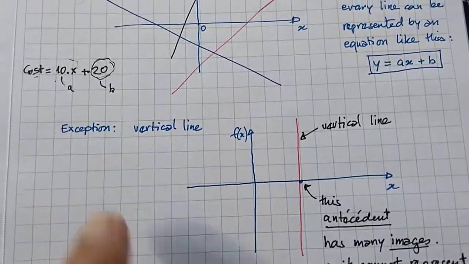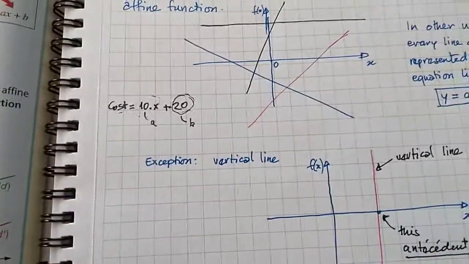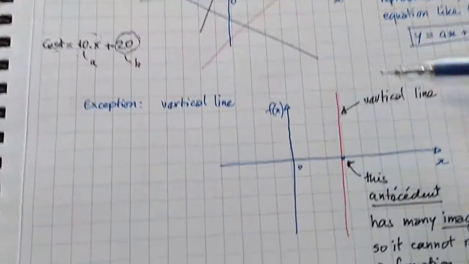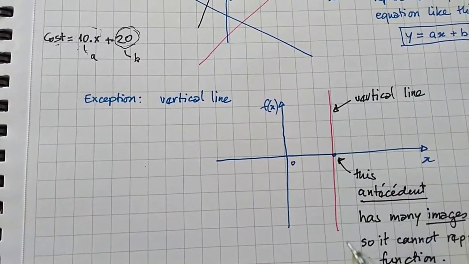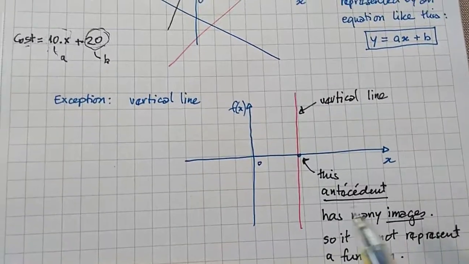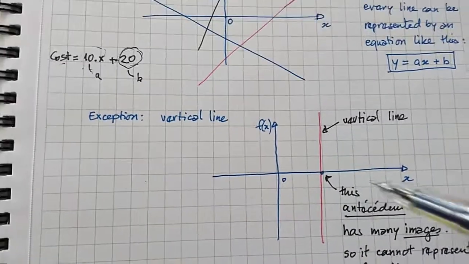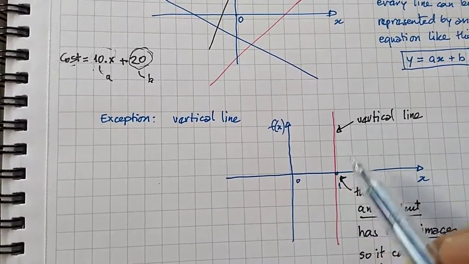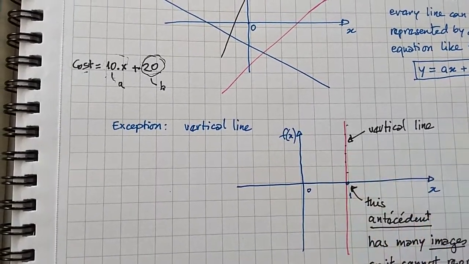the only exception is a vertical line like this. If this is my coordinate system, where this is my 0, then if I have a line like this, this cannot be represented by a function, strictly speaking, because this antecedent has many images. If this was say value 1, then what is the value of f of x? It is this, it is this, it is this, it is this.